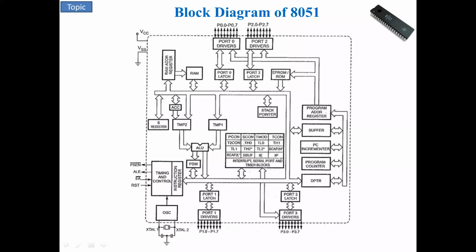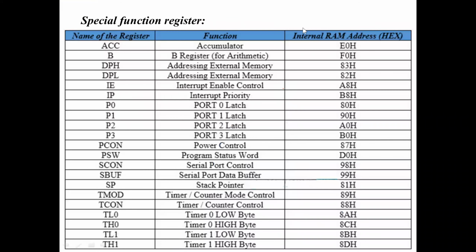If you get back to the block diagram, special function registers include these many registers: stack pointer, DPTR, program counter. Everything here belongs to the special function register. Even the ports, port 0, port 1, port 2, and port 3, come under special function register. If you want, I will go to the particular SFR register and show what all comes into it.